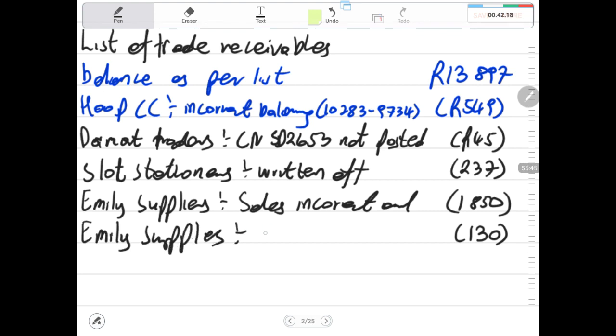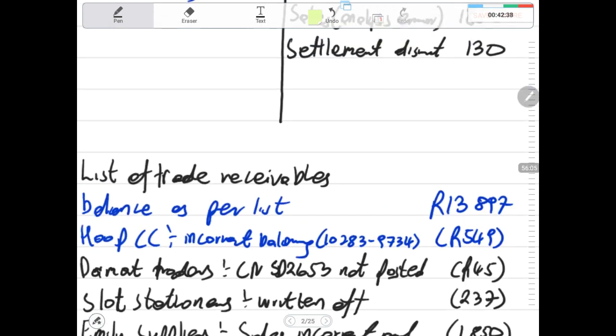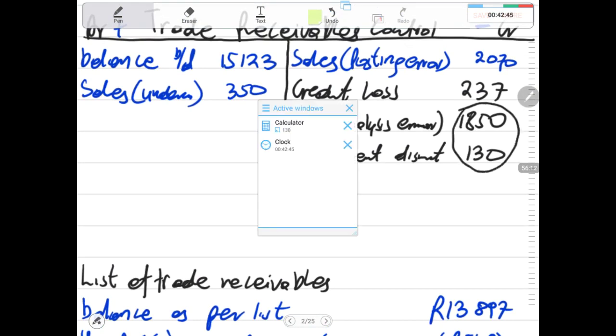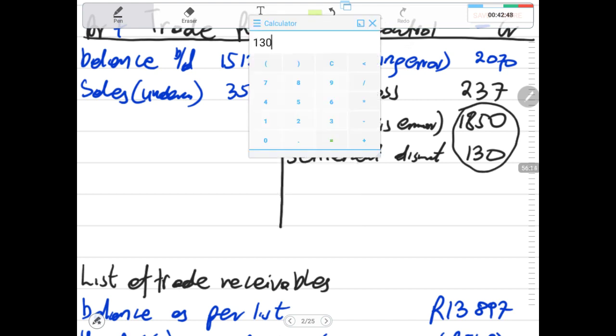suppliers. This will be settlement discount granted. Settlement discount granted 130. Now we have recorded all that was supposed to be recorded here. Now remember, once again, the customer settled his account. The total of this must be equal to the amount that he was settling. The discount plus cash must be equal to the amount that he was settling. 130 plus 1,850 will give us 1,980.